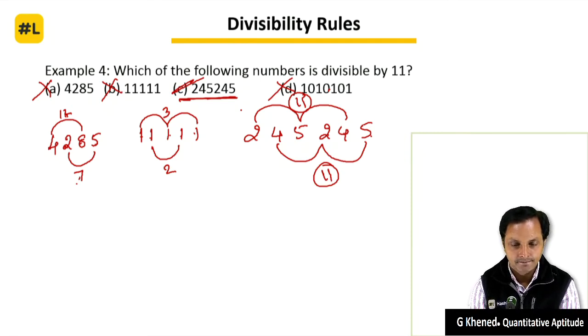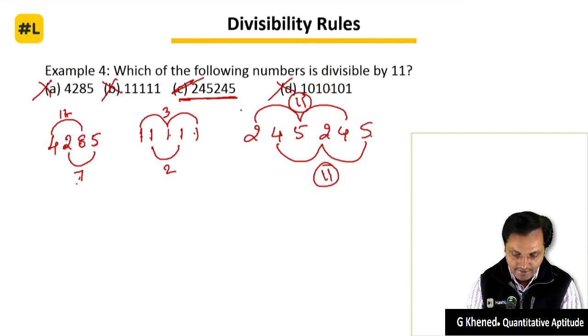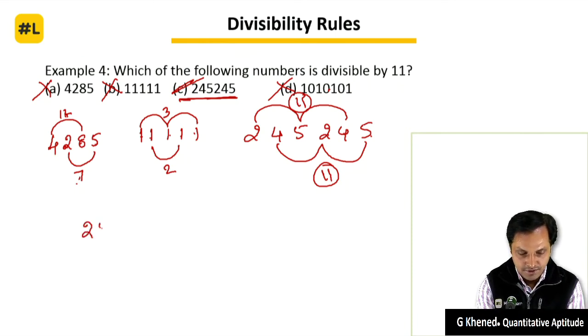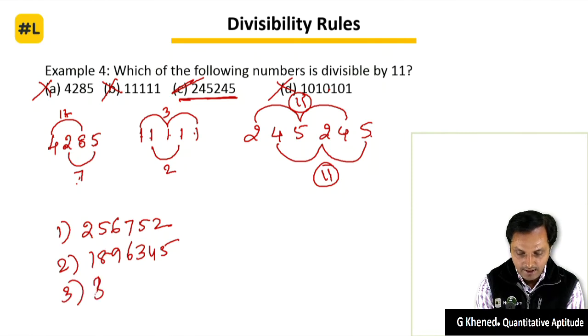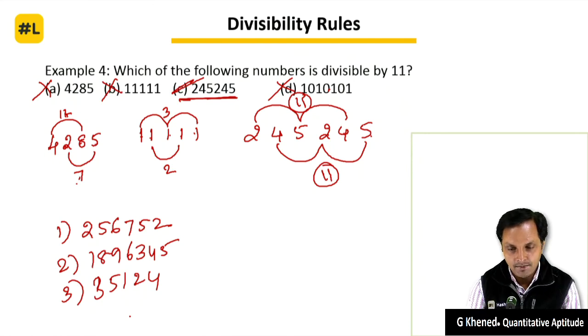Is that okay? Fine. Similar examples you can try at home. If it is 2, 5, 6, 7, 5, 2, just check what it is divisible by. 1, 8, 9, 6, 3, 4, 5, you can try them at home. 3, 5, 1, 2, 4, just check. Follow the simple rules which I have explained, and you will be able to find the number is divisible by which integer.